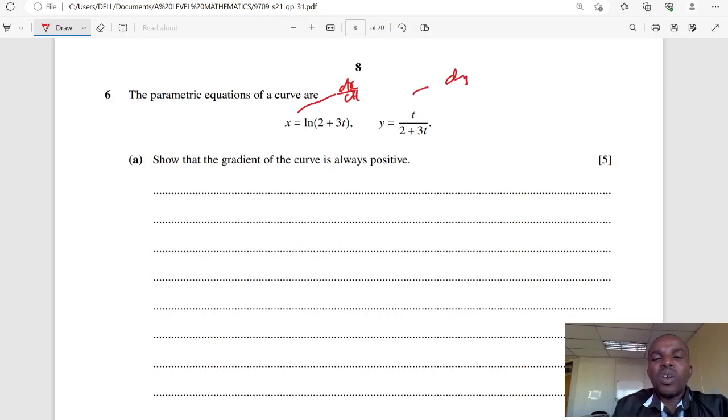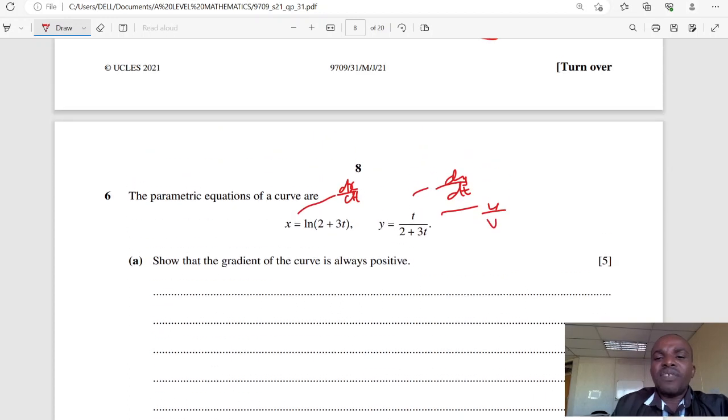And define dy over dt in this case. But the second part, you can use the quotient rule, u over v. Differentiation of u over v, it will be dy over dt in this case. It will be v du over dt, then plus, actually it's minus.